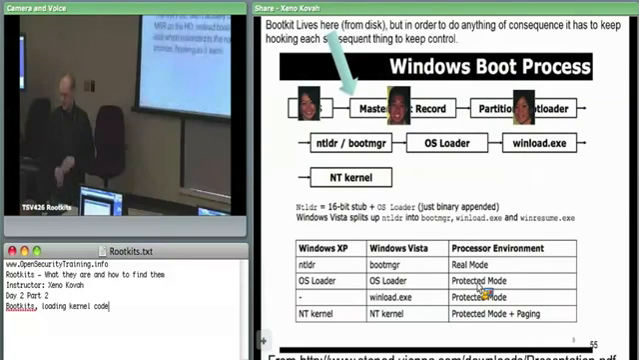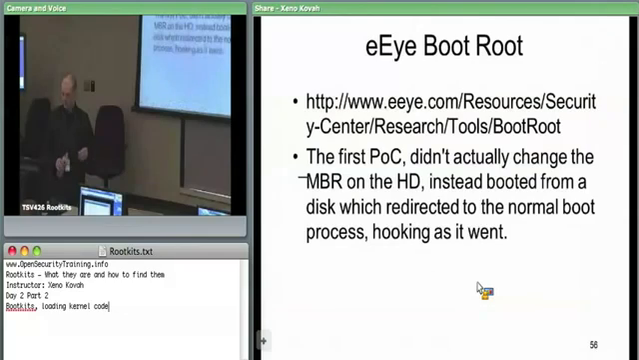All right, so just talking a little bit about the history here. The original EI boot root is still available. The problem is this gets flagged by our antivirus. Otherwise, I would have shown this as a simple test because the other ones haven't been working for me. This was the first proof of concept where they were specifically targeting rootkit-like behavior.